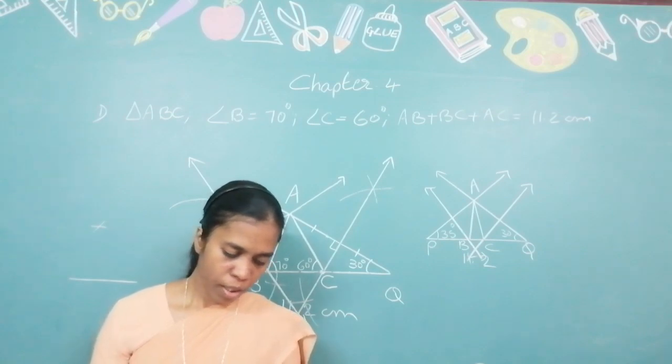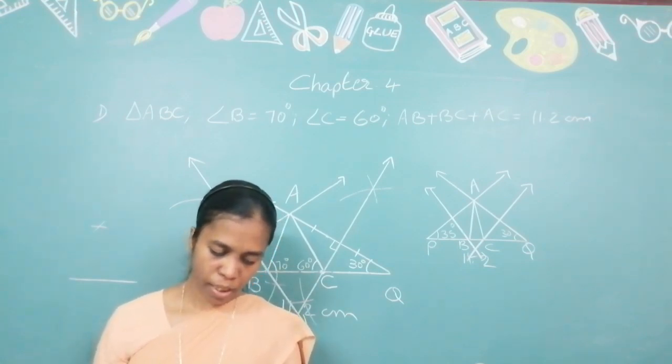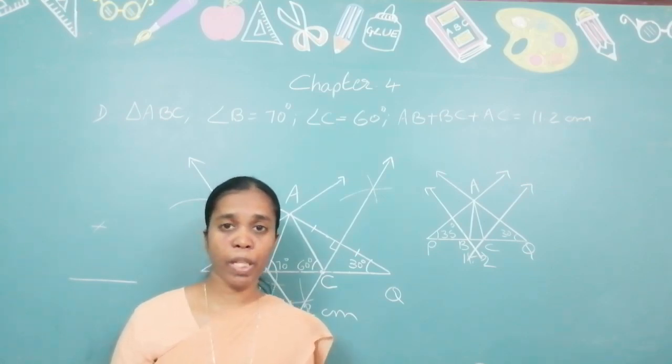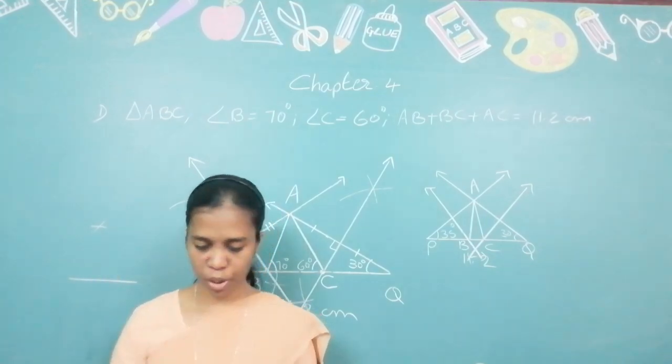Then again you have question number 4. Triangle PQR. PQ minus PR. So where will the construction be? PQ minus PR, it will be above. That also is for your homework.